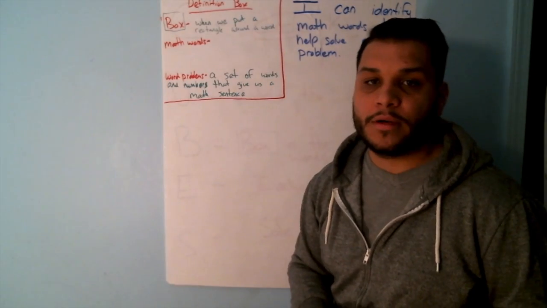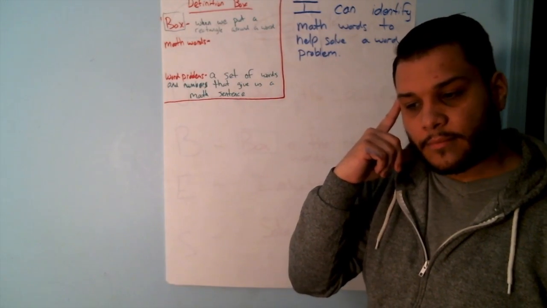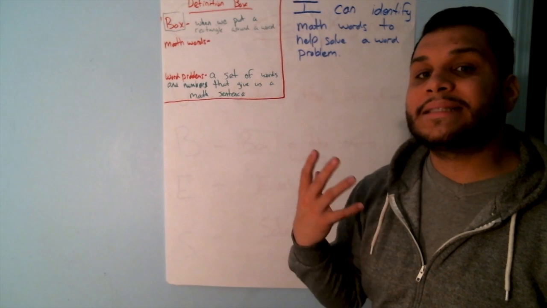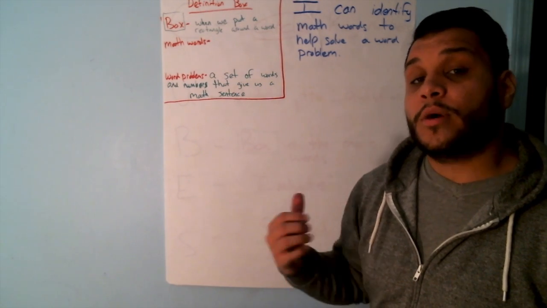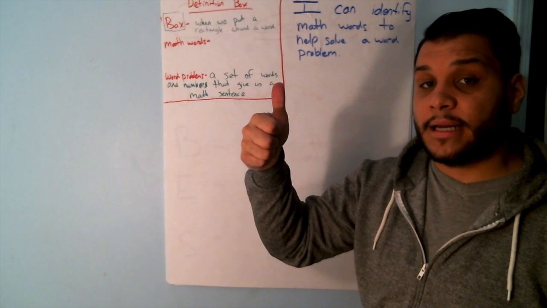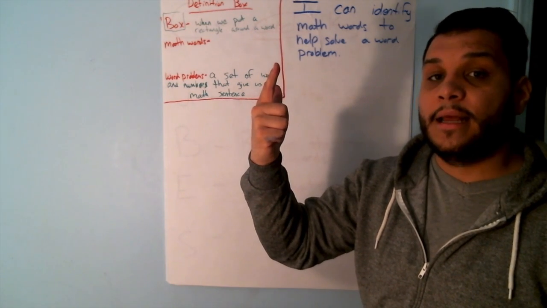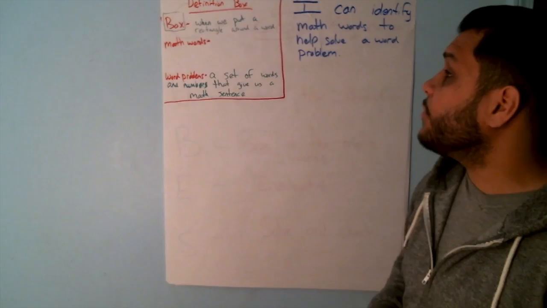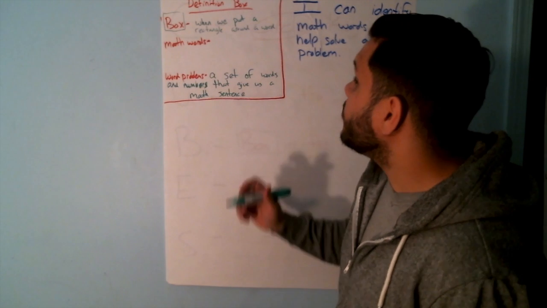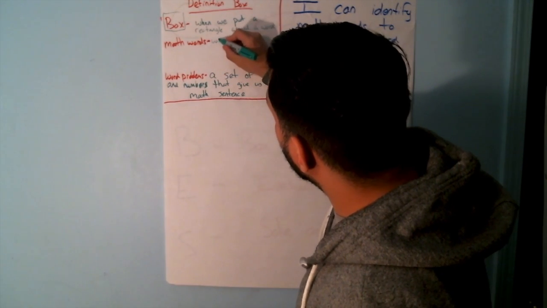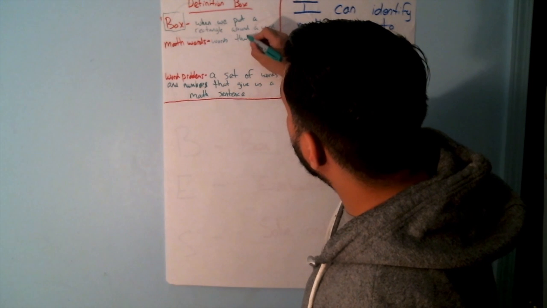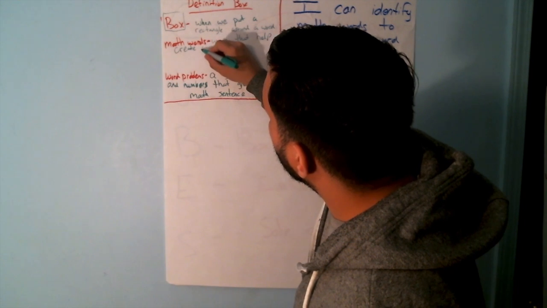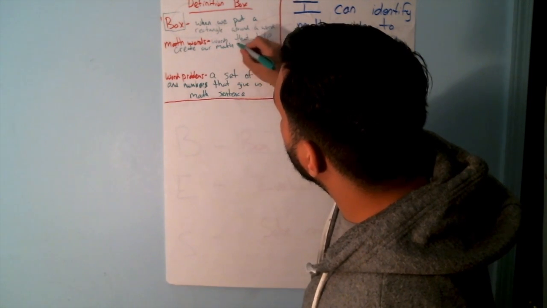Now, what are math words? Math words help us know what symbol we're going to use. So our symbols are addition or the plus sign, subtraction or the minus sign, and then as you guys get older, you'll learn multiplication and division. But for today, we're going to focus in on addition and subtraction. So math words are words that help create our math sentence.